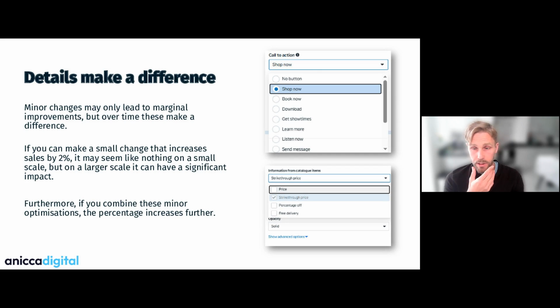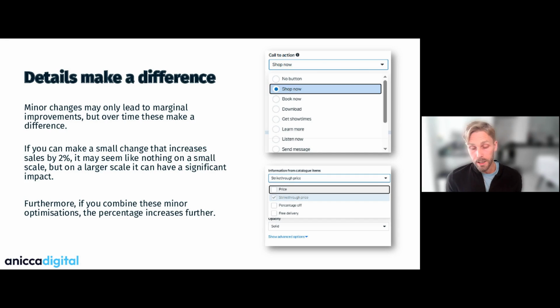These marginal changes can be something tiny like the call to action. By default, sometimes the ads have learn more, and changing that to shop now if you've got a shopping ad can make quite a bit of difference. Another tiny difference could be, say for example, you're putting a label on the catalog ads, experimenting and seeing whether a strike through price or a percentage off works better.